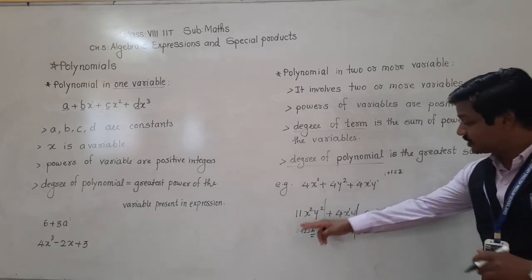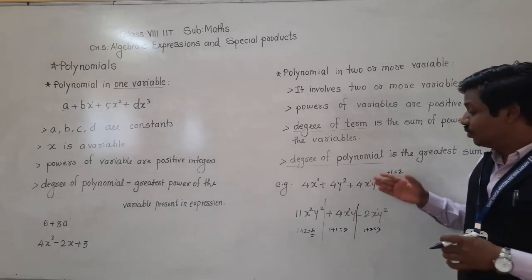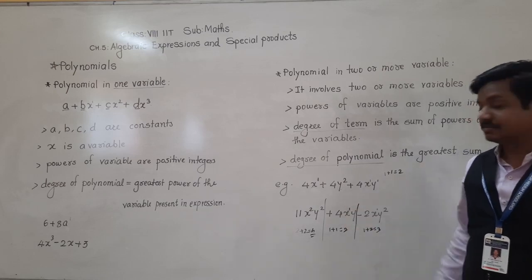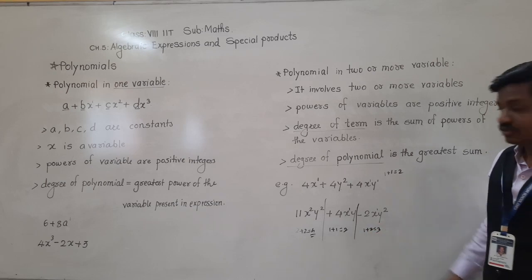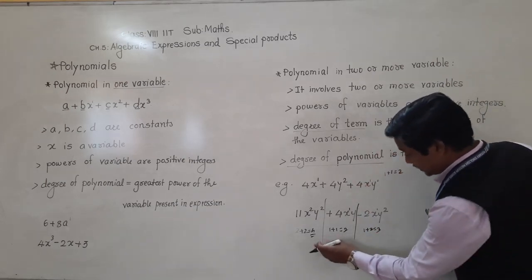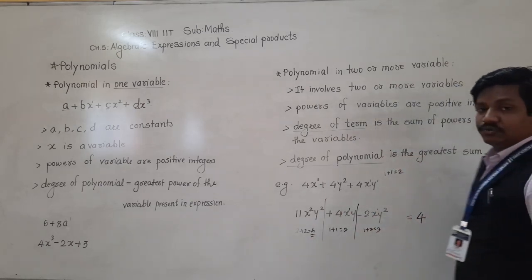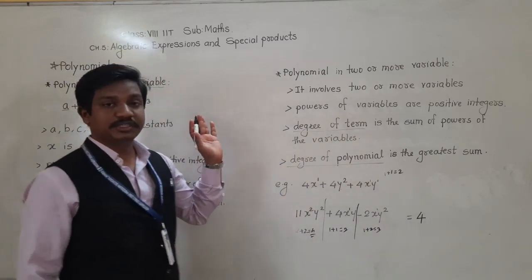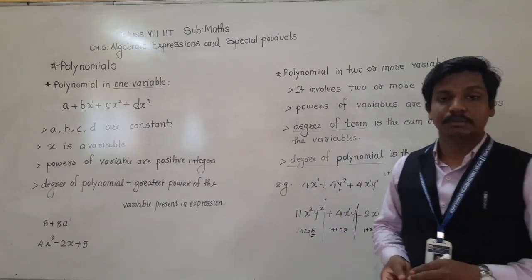So now first we have found the degree of each term. Now tell me, guess, what is the degree of the whole polynomial? Yes, the degree of the whole polynomial is the greatest sum of the powers of variables present in each term. So here the greatest sum is 4. So the degree of this polynomial is nothing but 4. Understood?